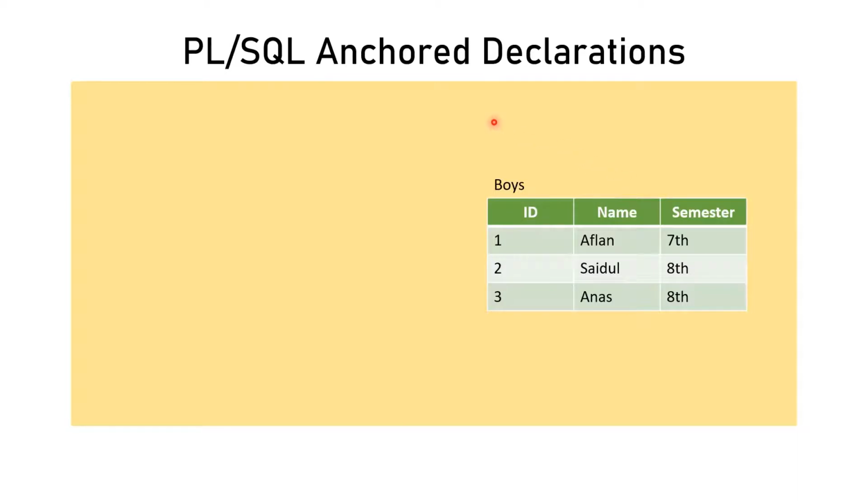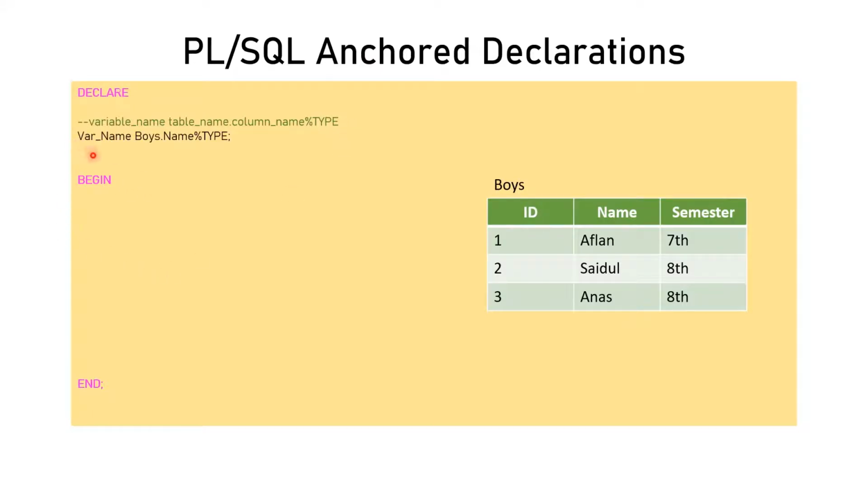All right. So as always, we have our keywords, declare, begin, and end. And under this declare keyword, we will be declaring our variable. The syntax for declaring anchored variables is very simple. We simply write variable name, then followed by table name.column name %type. In this case, table name is the name of the table, which is boys. Column name is the name of the column that we are referring to. And %type basically indicates that we are anchoring our variable to the data type of the column that we are referring to.